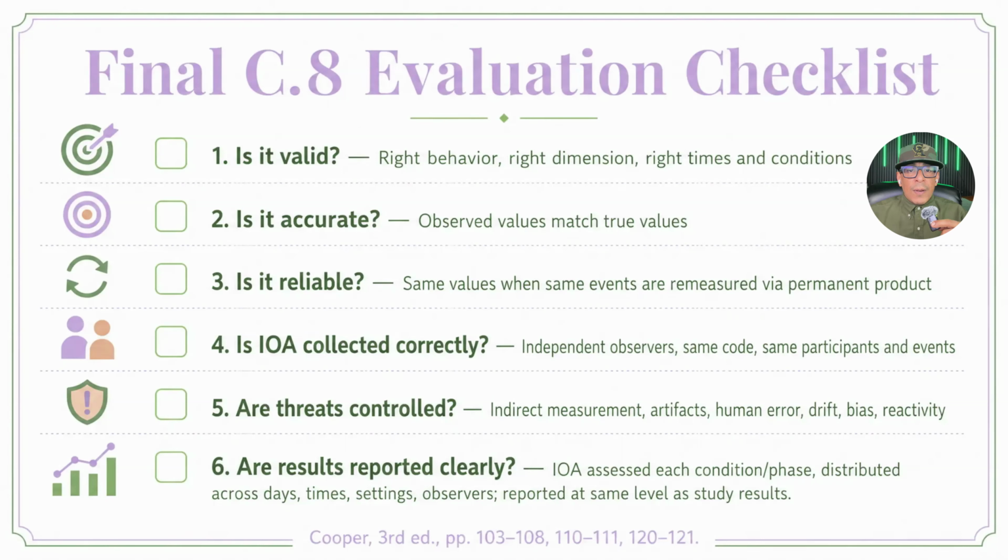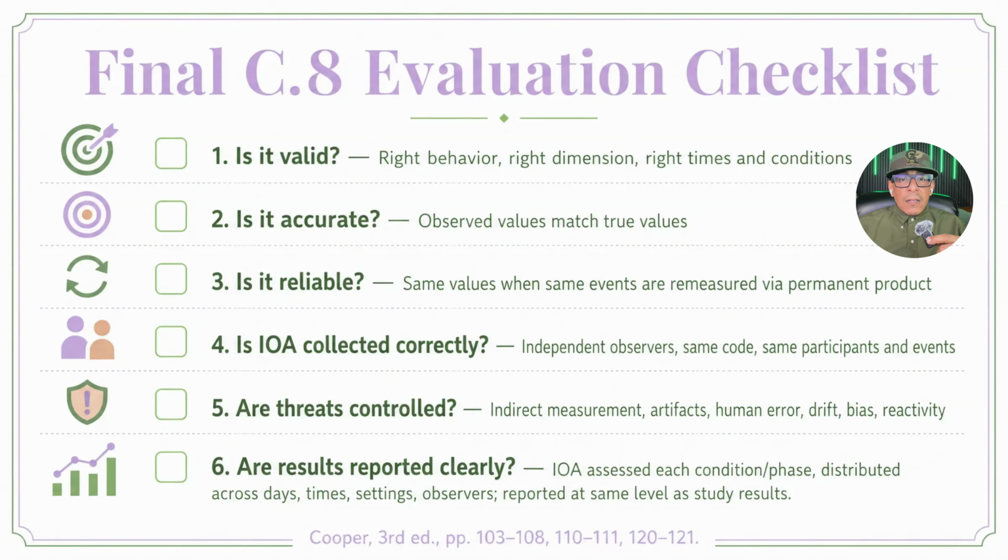Fifth, check for threats: indirect measurement, irrelevant dimensions, artifacts, human error, poorly designed systems, inadequate training, observer drift, expectations, bias, and reactivity. Six, make sure IOA assessments occur during each condition and phase of a study and are distributed across days, times, settings, and observers. Researchers should obtain and report IOA at the same levels at which they report and discuss study results.